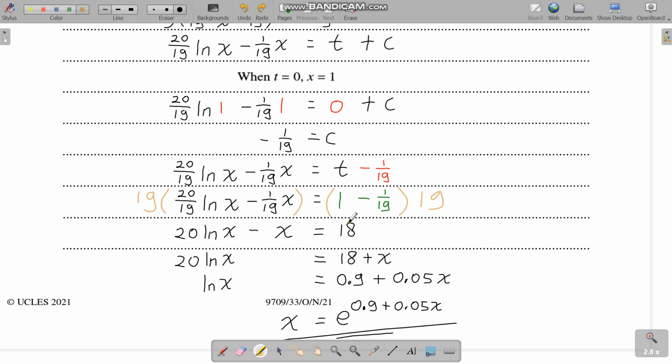So now we add x to both sides. We divide both sides by 20. 18 over 20 is this. 1 over 20 is this. And then we do e to the power of both sides, so that on the left we cancel out, we have only the argument x, and on the right we have what we need to prove.